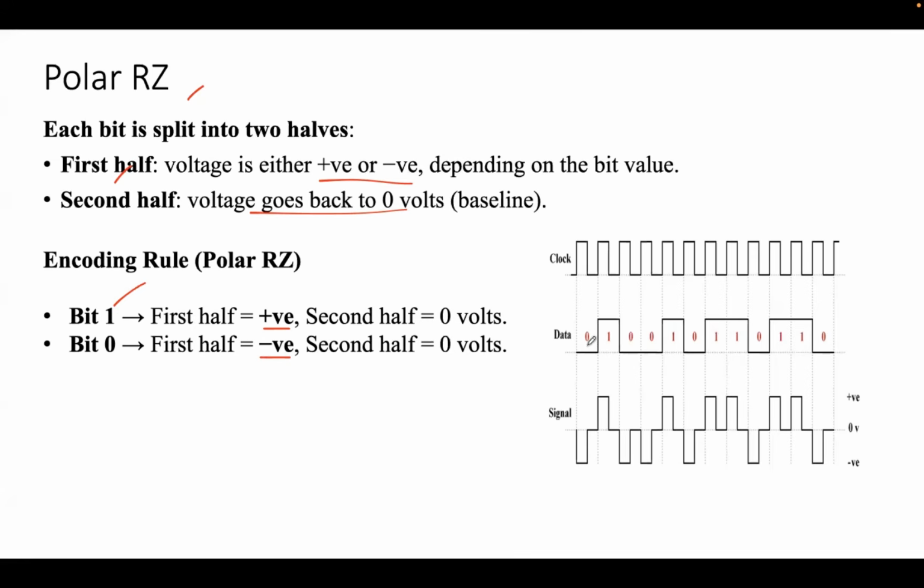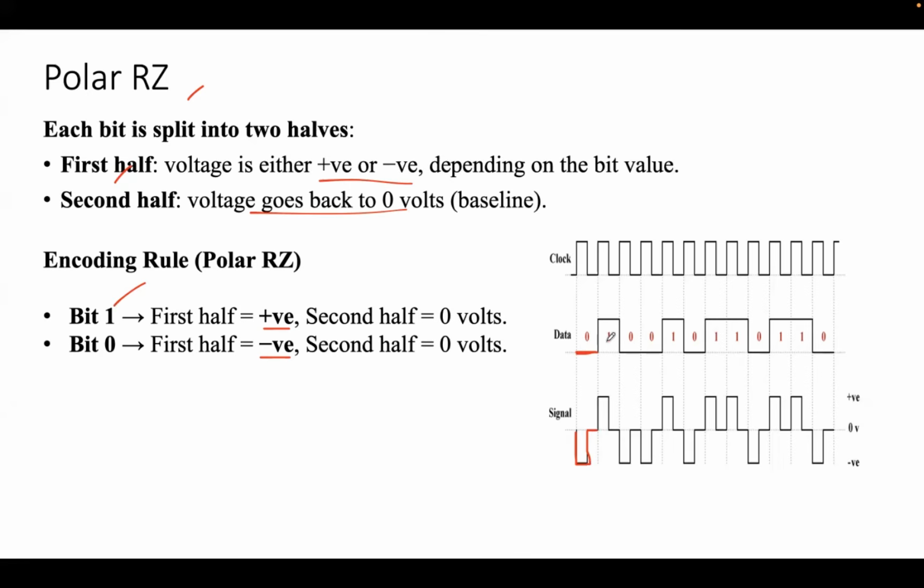See, first bit is 0. So 0 means first half should be negative. So this is the first half which is negative. This is the complete bit time allocated for this 0. Out of that, first half should be negative, second half should remain 0.